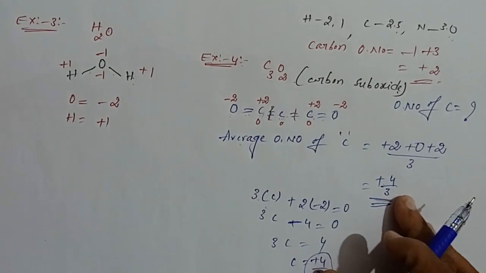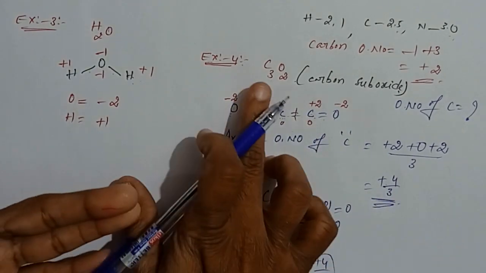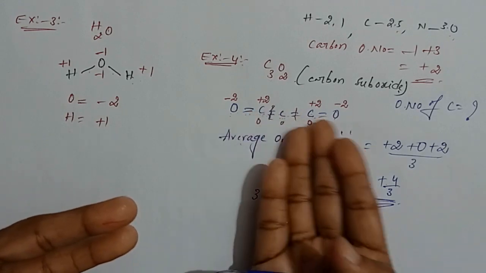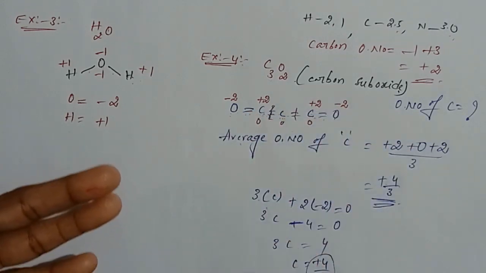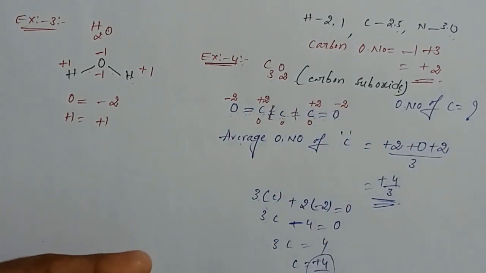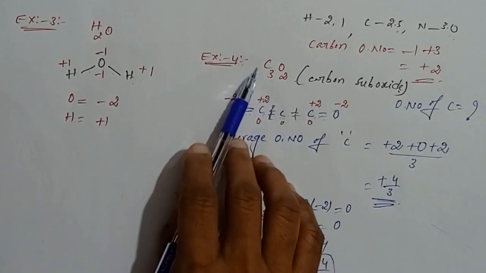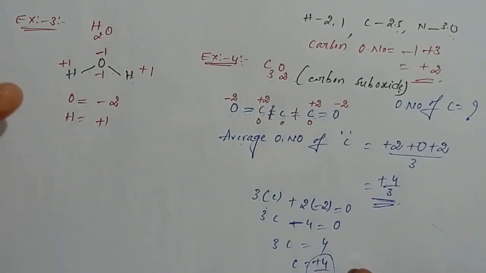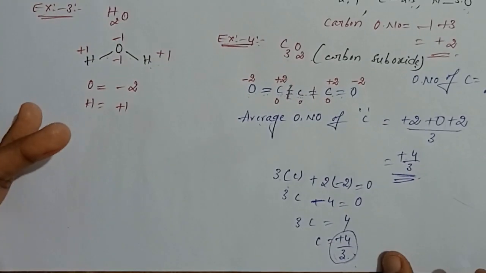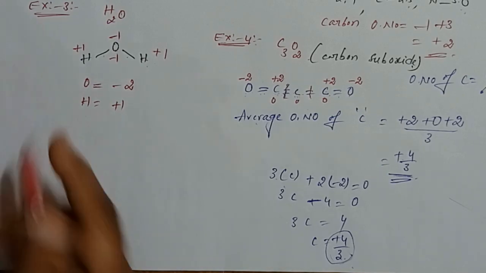Are you clear? That is the average oxidation number. The 3 carbons show different oxidation numbers individually. If I want to calculate the average oxidation number, it is 4/3. Clear? The average oxidation number is different, while individual atoms show different oxidation numbers. Right, now take one more example, students.